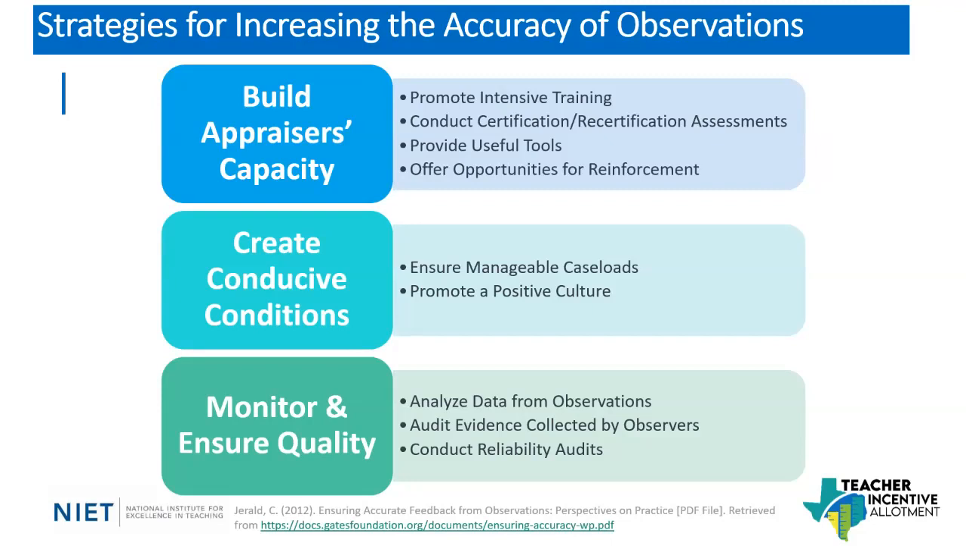Next, you'll want to create a conducive condition for a strong, valid, and reliable teacher observation system. This can look like ensuring that there are manageable caseloads and promoting a positive culture and mind shift when it comes to teacher observation in your schools and districts. Last, you'll want to monitor and ensure quality. This will include analyzing data from observations, auditing evidence collected by observers, that includes post-conference plans, and conducting reliability audits.